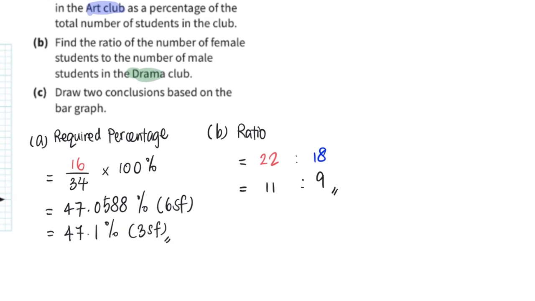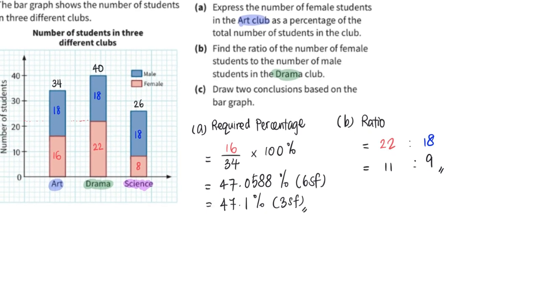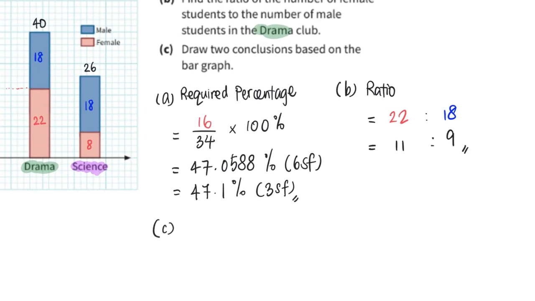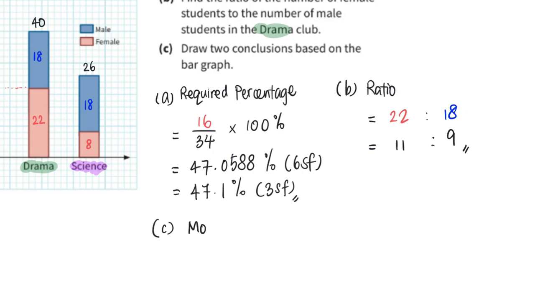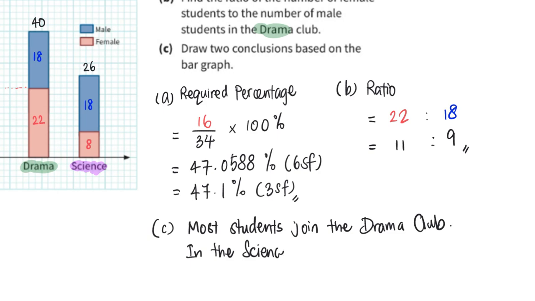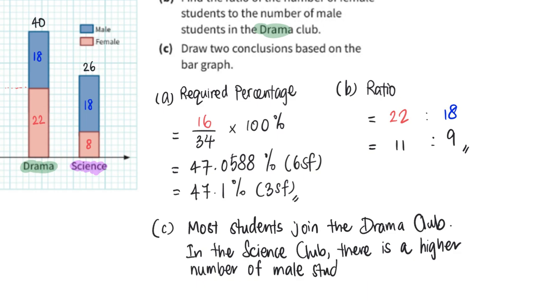So that is the second conclusion that we could actually draw. So for part C, I'm going to write it below. For part C, we could actually see that most students join the drama club, as indicated by the highest total number of students. The second one would then be in the science club, there is a higher number of male students than female students.